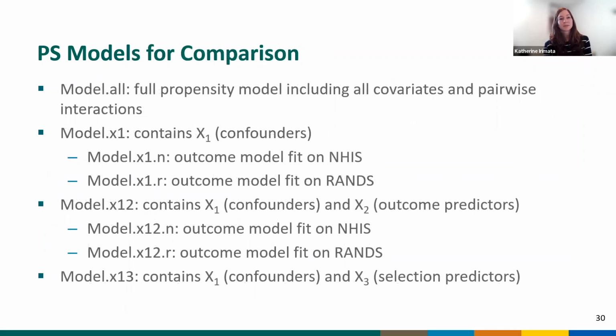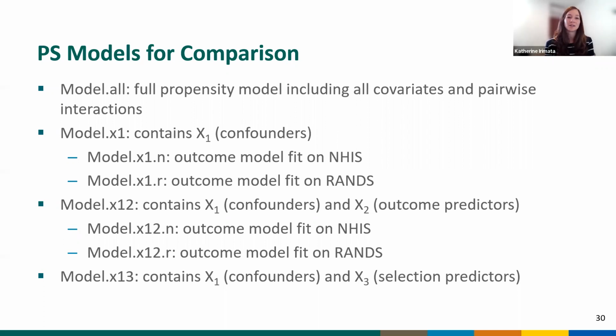And so here are some of the propensity score models that are fit for comparison. There's a few different ones here so you can see the impact that it has on the estimate of asthma prevalence in RANS compared to the NHIS. So the first one is model.all. This is our full propensity model. This includes all common covariates between the two surveys and the pairwise interactions. And so this is, for example, what literature would recommend that we use. We should just include all possible variables that we have and don't need to select between those variables.